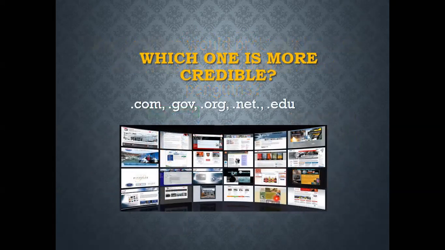Next, you may be wondering, which websites are most credible? So we've got 5 options here. We have .com, .gov, .org, .net, and .edu. Based on these 5 web links, which one is most credible?